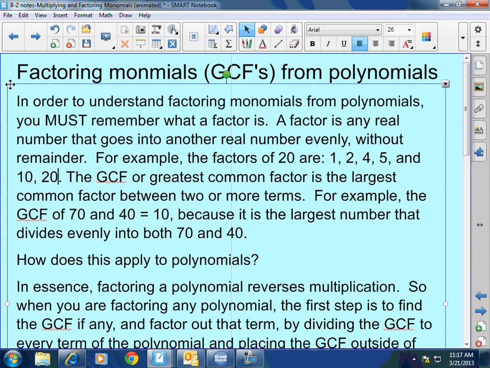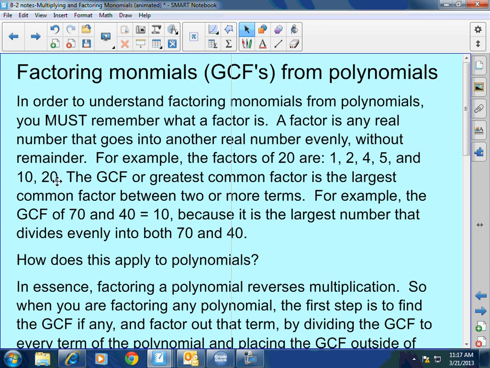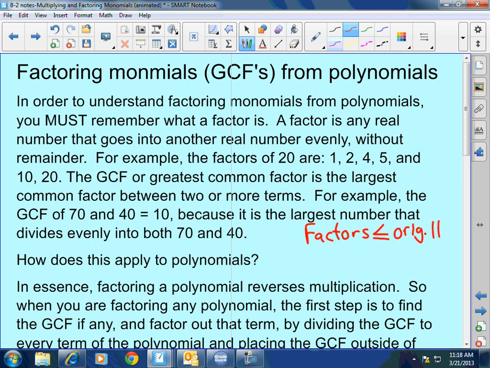So, for example, the factors of 20 are 1 and 20, 2 and 10, and 4 and 5. Those are all of the numbers that go in evenly into 20. So those are factors. Please remember that factors are always less than or equal to the original number. A factor will never be larger than the original number. It doesn't make sense. Okay? So, that's what a factor is.